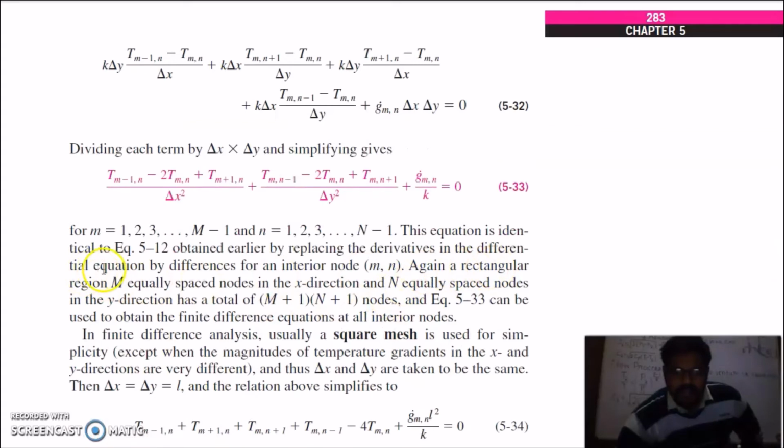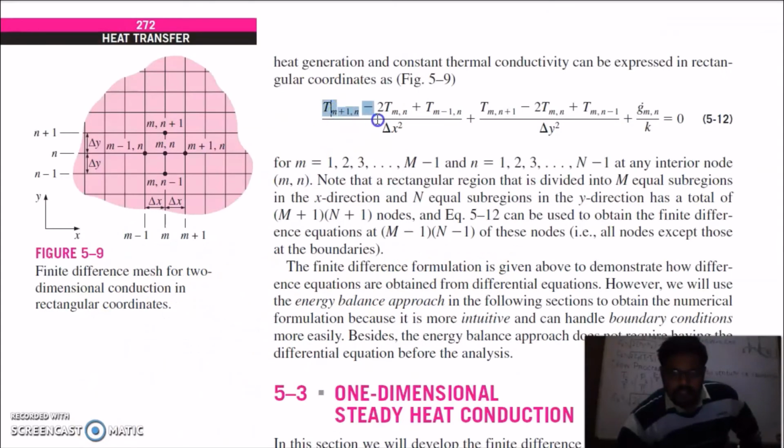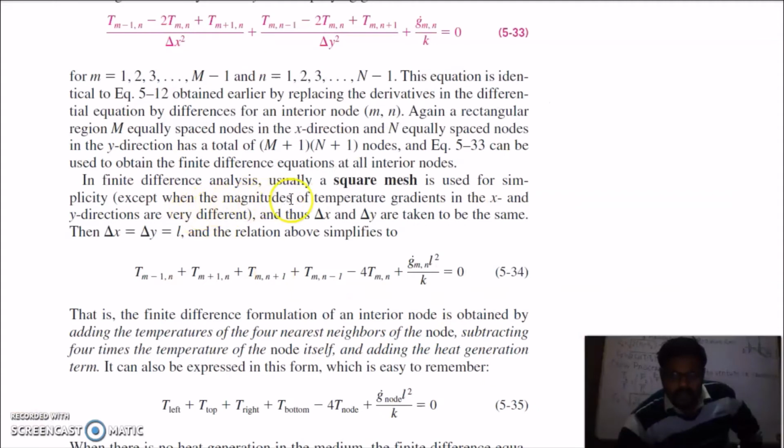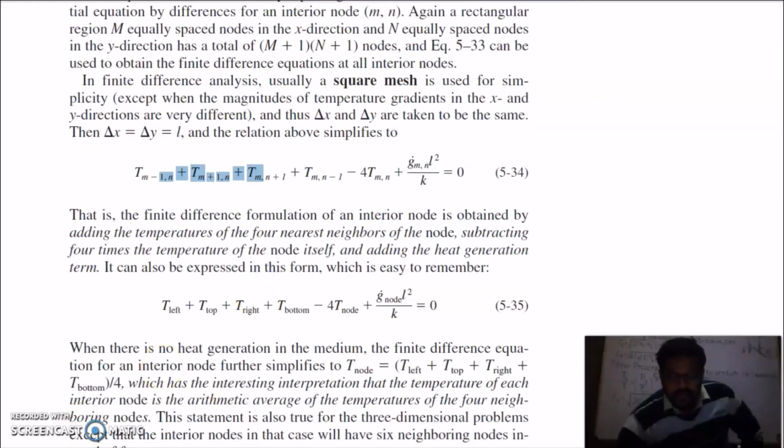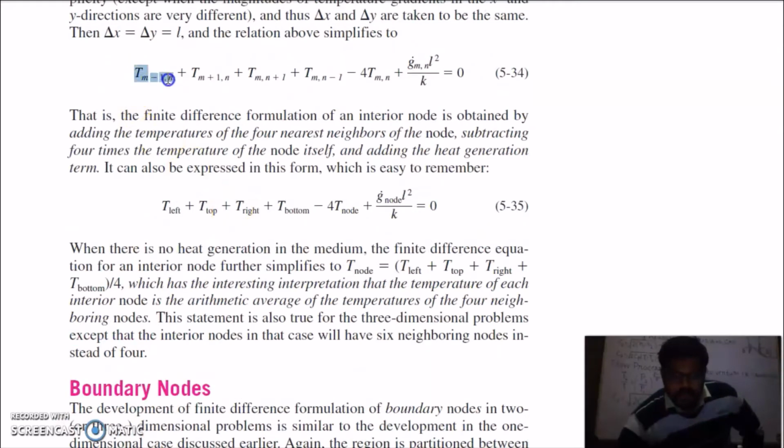So this equation is identical. Both are identical. In the finite difference analysis, usually a square mesh is used for simplicity. In that case, del x is equal to del y is equal to L, and you will get this equation. So this is the left side temperature node, this is the top side node temperature, this is the right side node temperature, this is the bottom side, minus 4T node.